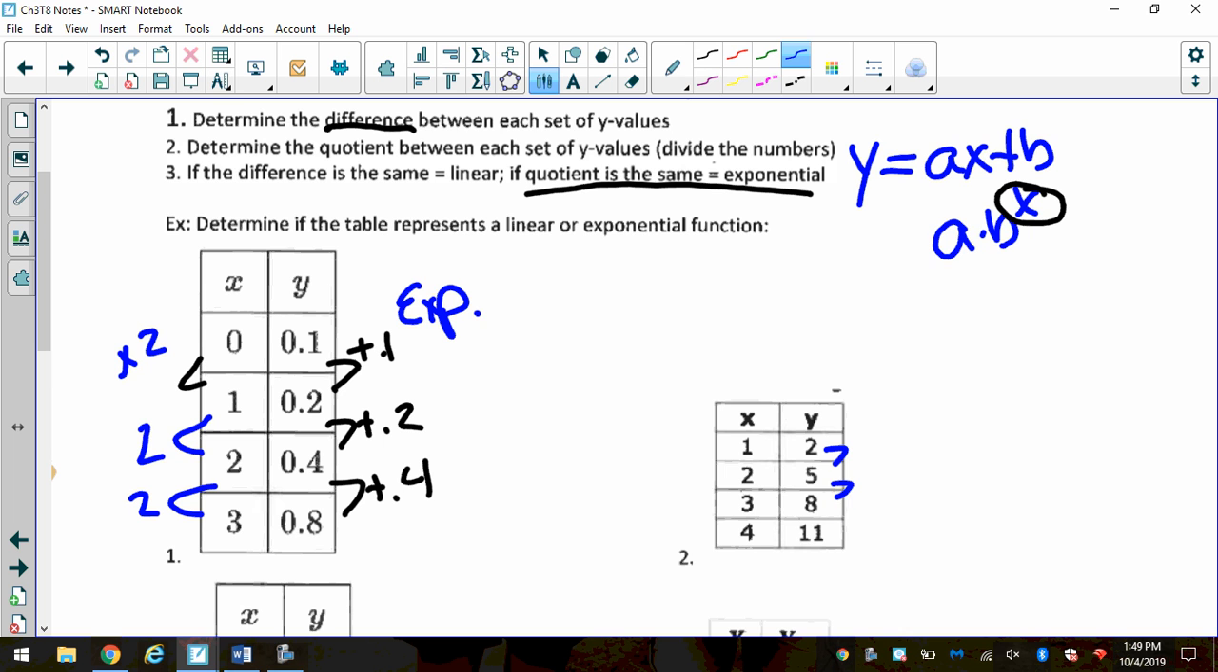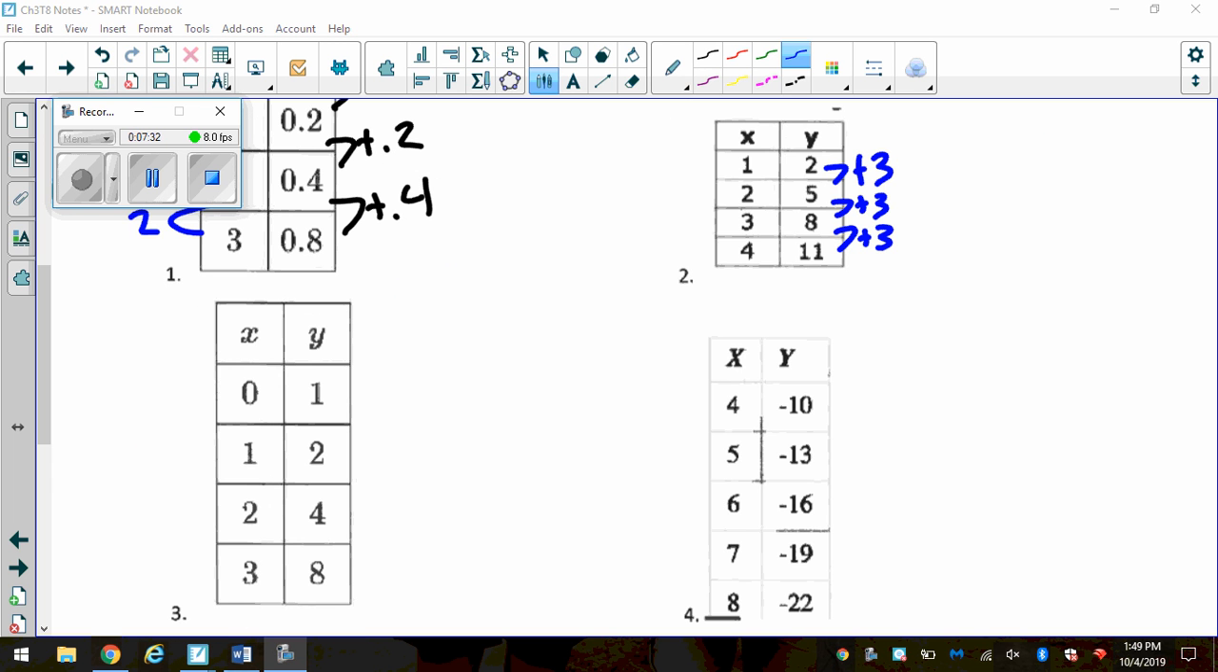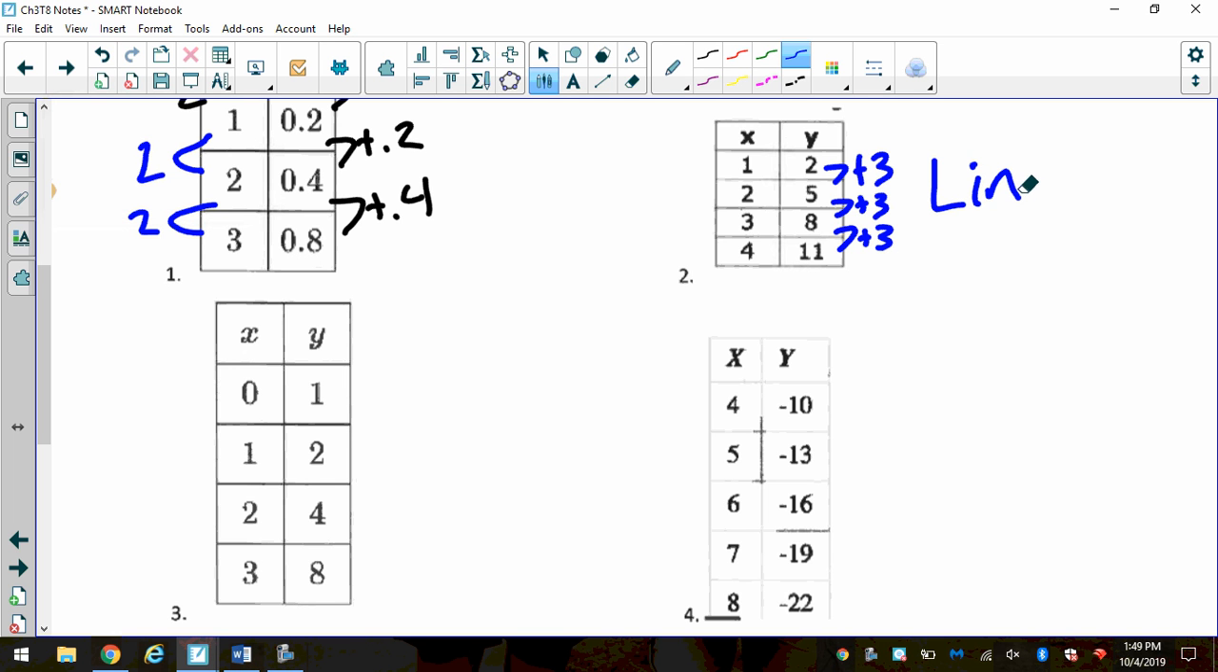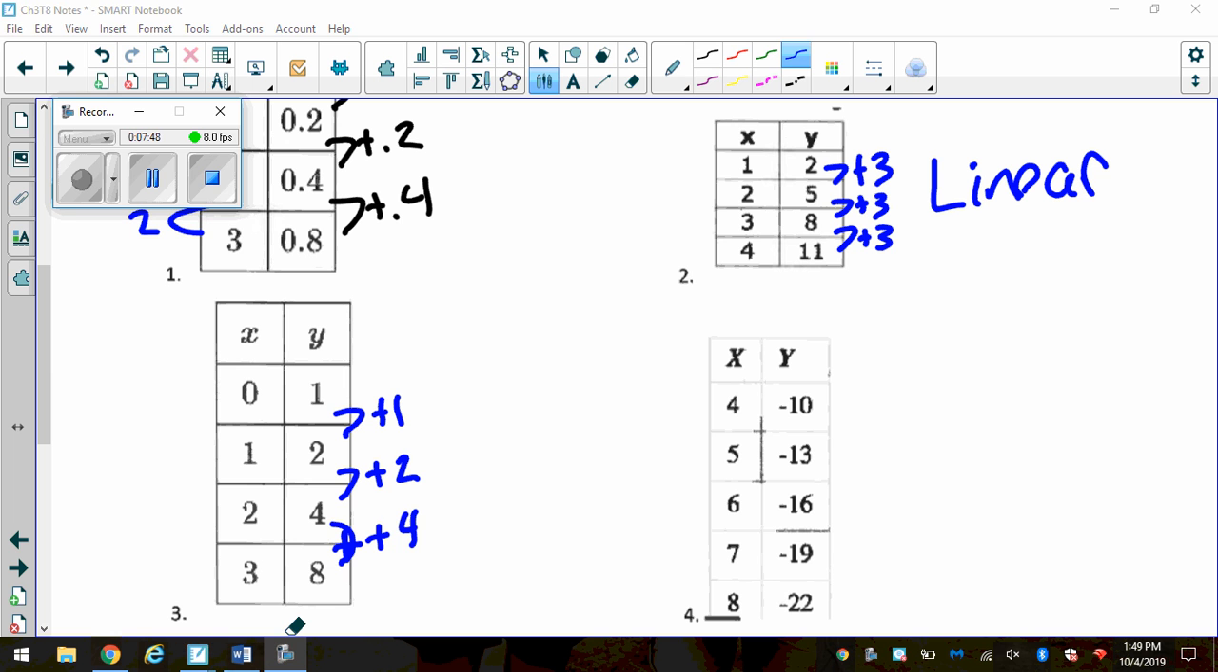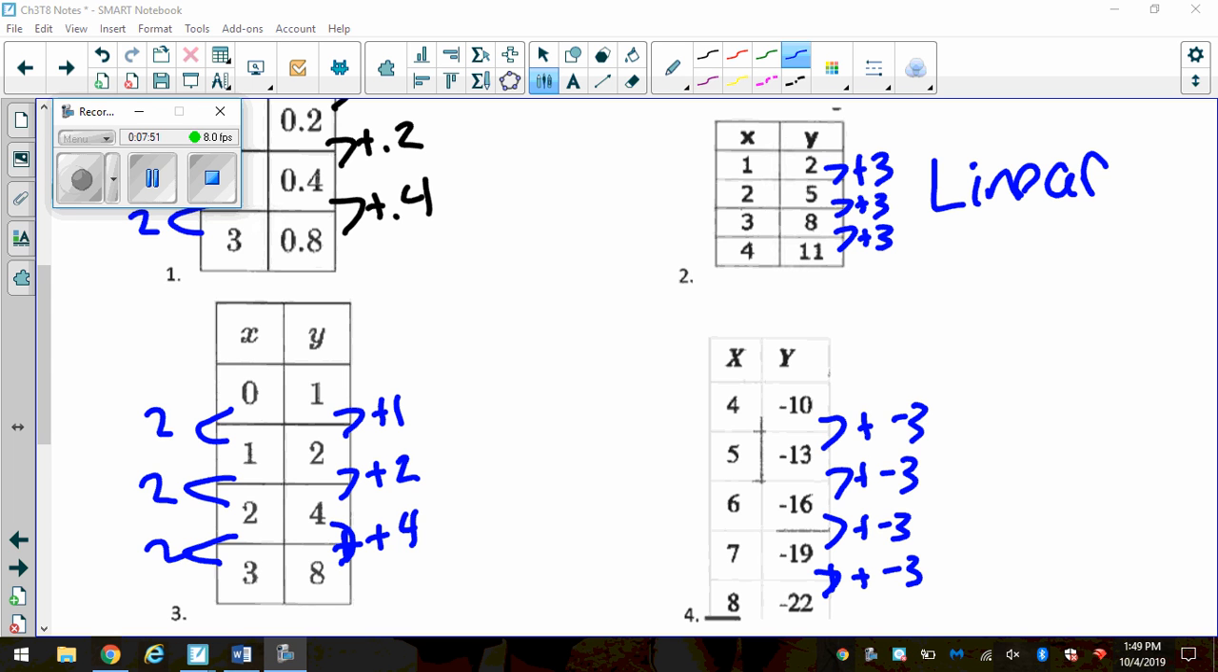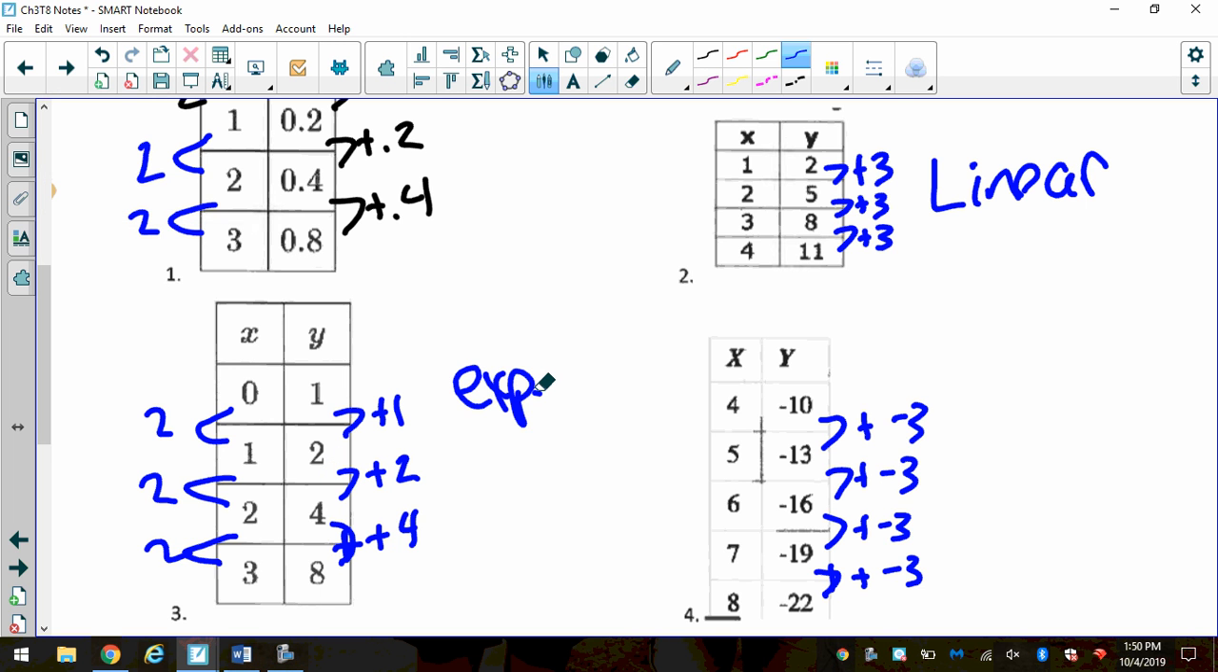And then we check over here with number 2 and do the same stuff. So I noticed I added 3 each time, so I don't even have to check if the division works. So this has to be linear over here. So on this one, I noticed that I add 1, and I add 2, and add 4 again. That can't be linear. So we would check to see if we divide, if we get the same number. I went ahead here, now I divide each of these terms, I'm getting the same number. So again, that's called exponential. And then on number 4, I went ahead and I saw that I was adding a -3, like each one's decreasing by 3. This is going to be an example of a linear equation.